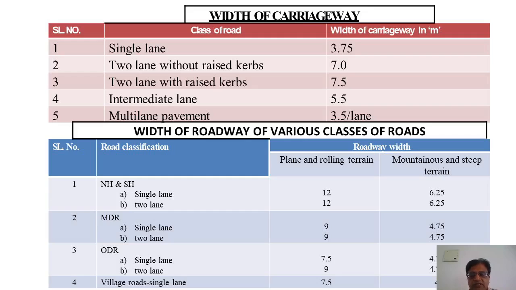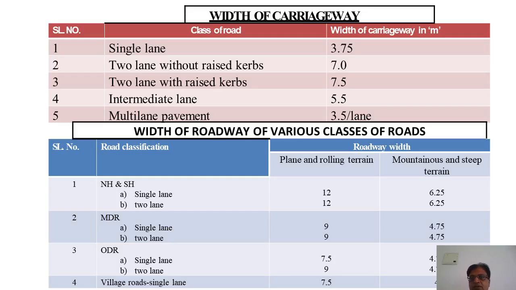So if you are constructing that type of a road, the width of the pavement is 7 meter. Two lane with raised curbs, 7.5 meter. Intermediate lane, 5.5 meter. Usually the MDRs are constructed for an intermediate lane width, that is for a 5.5 meter width.